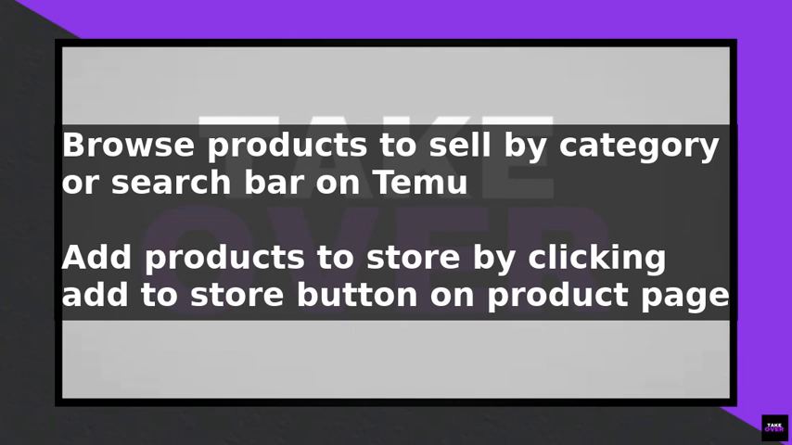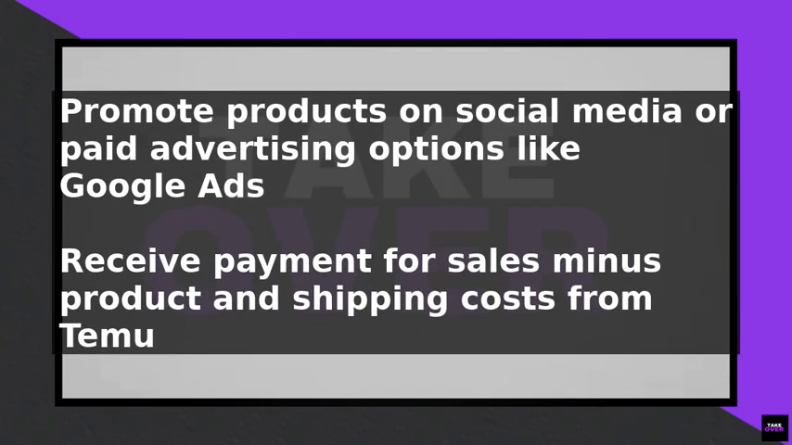When you make a sale, Temu will handle the shipping and customer service for you. You will receive the payment for the sale, minus the cost of the product and shipping. You can then use this payment to purchase more products or withdraw it to your bank account.